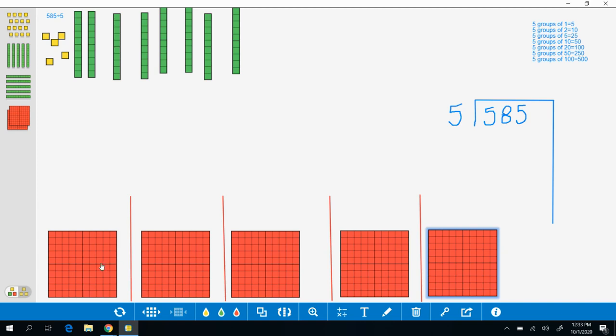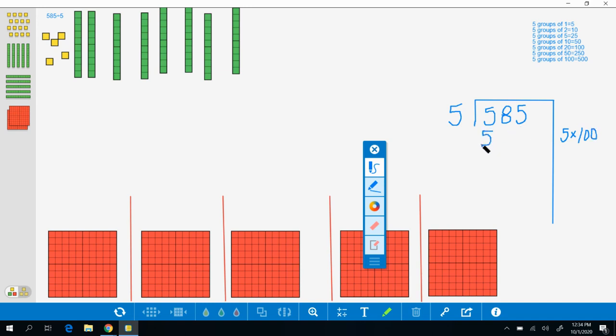And we do. 1 group of 100, 2 groups of 100, 3 groups of 100, 4 groups of 100, 5 groups of 100. So I'm going to go ahead and notate that right here. I just took 5 groups of 100 away from the model and placed those in my workspace down below. So since I took those away from the model and they're no longer appearing here, I'm going to subtract.